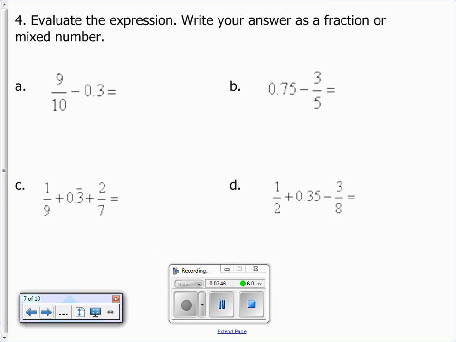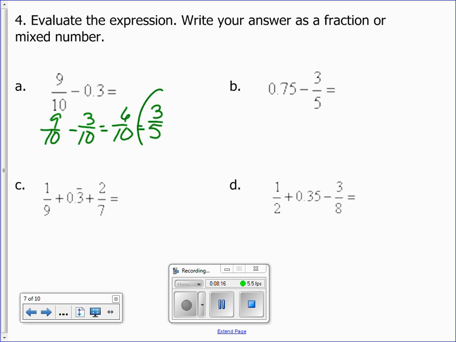Now in these examples, you are to evaluate the expression. Then write your answer as a fraction or a mixed number. So in A, you have 9/10 in fraction form minus 3/10. In each of these, you will change the decimal to a fraction. So you have 9/10 minus 3/10. It's going to be equal to 6/10. Simplify. Final answer.